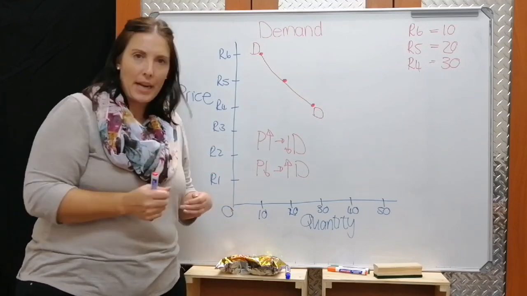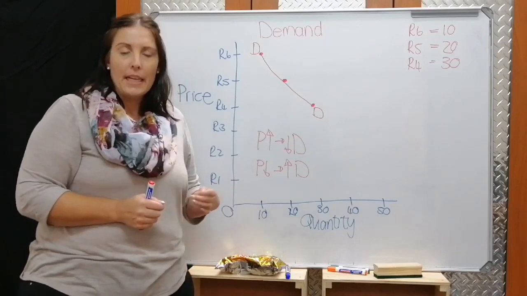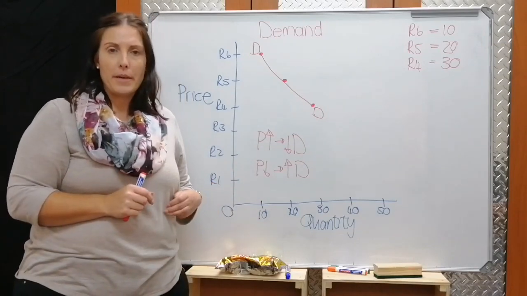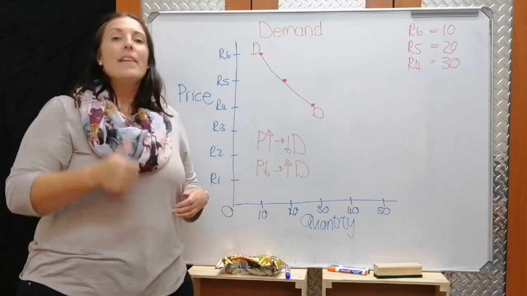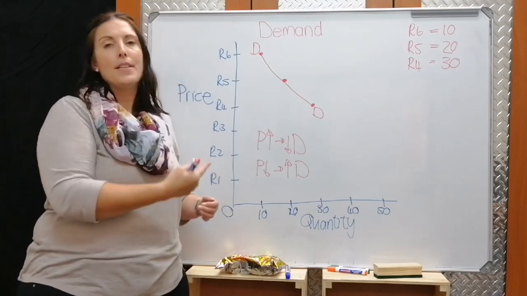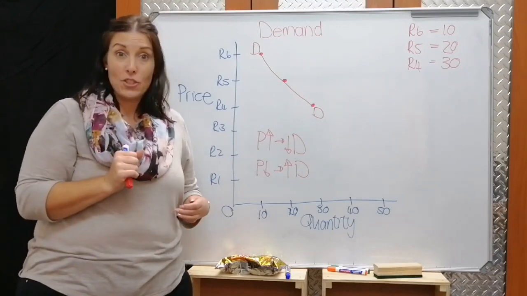So that means you won't have income. Can you now afford to buy the packet of chips? No, you'll probably have to make a sandwich or something at home. So if there's a change in consumer income, that can also affect the demand for a product, even if the price hasn't changed.